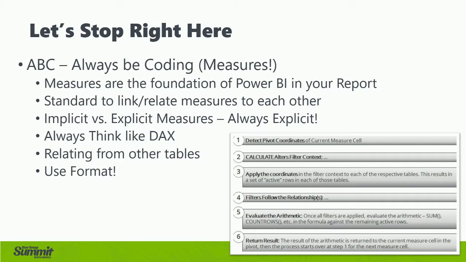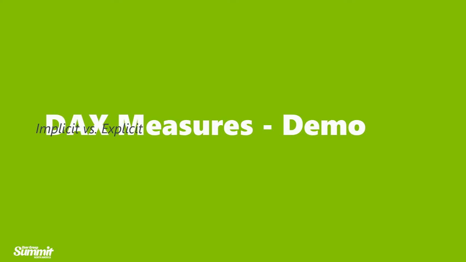Also, if you don't use a column, depending on the filters you're applying from outside references, whether it's a filter on the page or on the visual, can affect the numbers. So let's show an example.